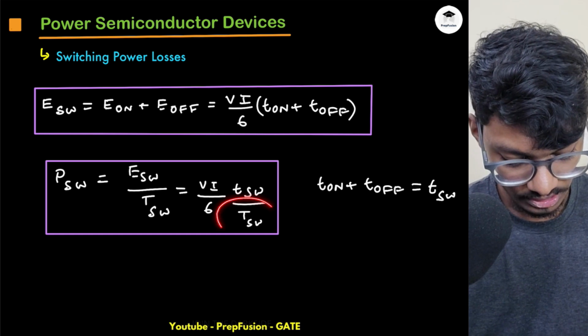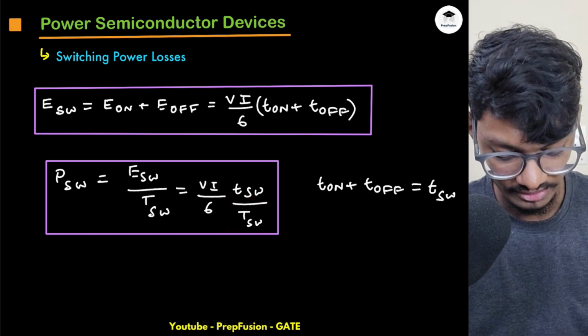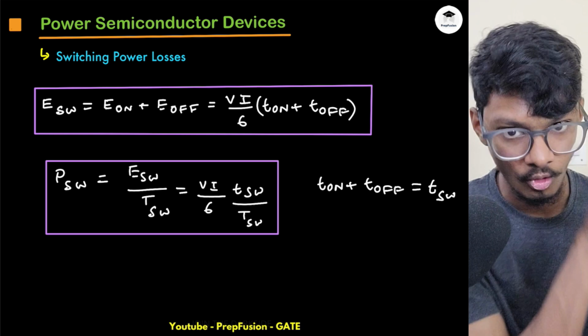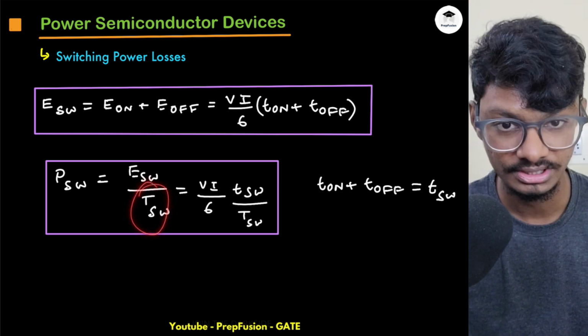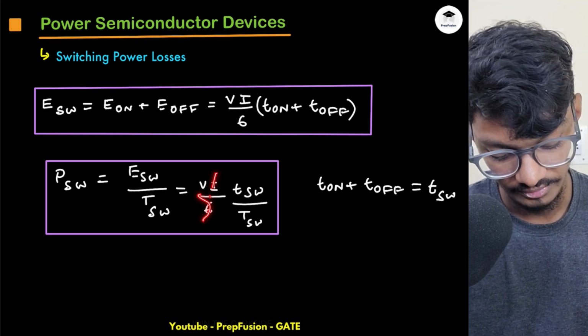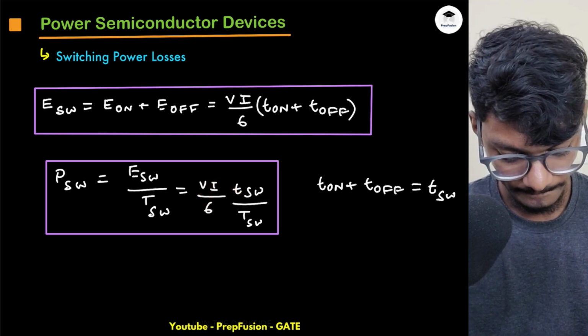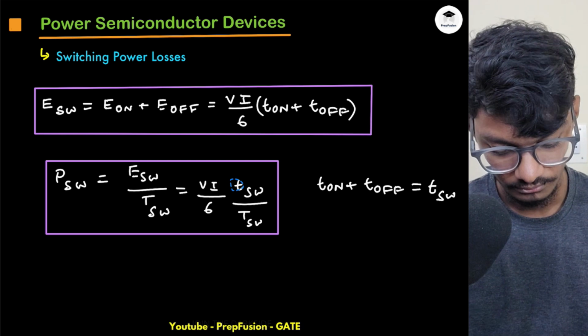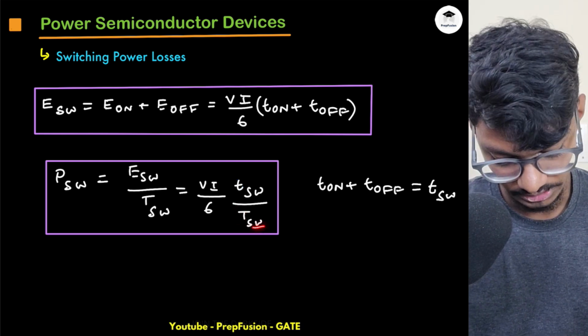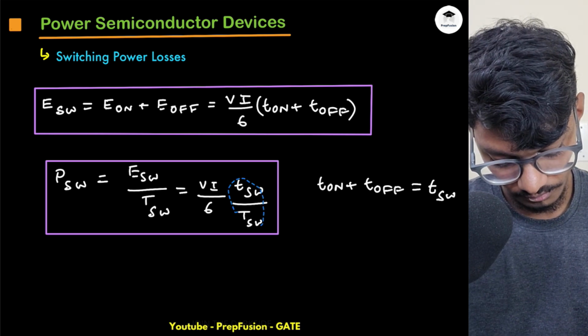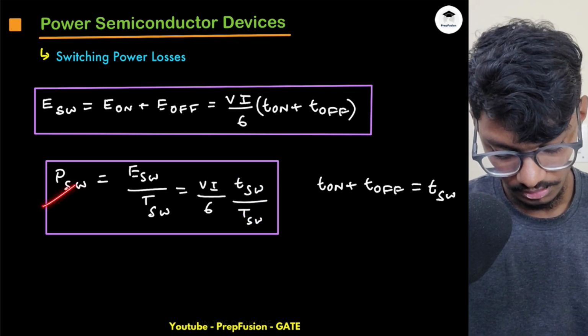This I can write as power as well. Power will be average, so over a period of on and off. This should be the overall period, capital TSW. So the power is VI divided by 6 into small TSW divided by capital TSW. Okay, so this is the power loss.